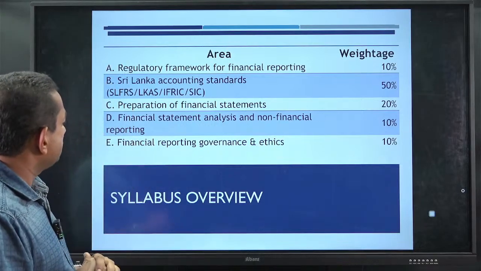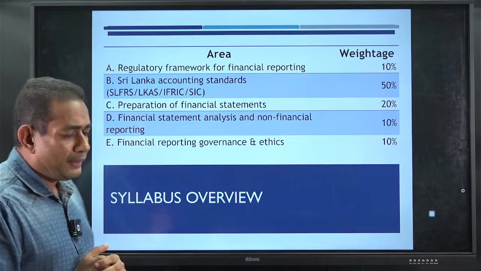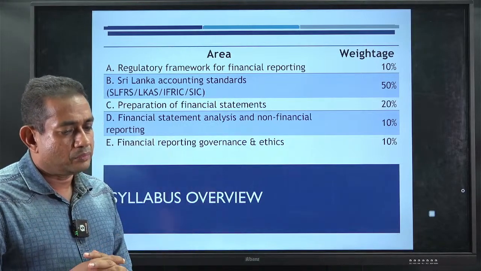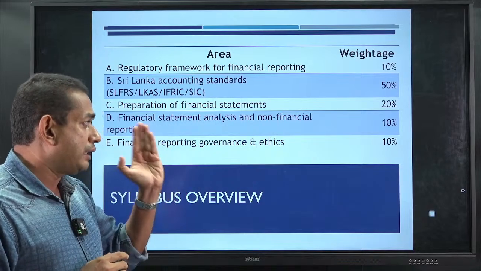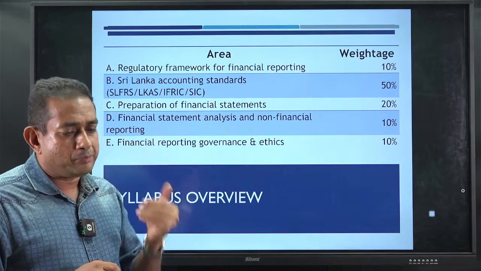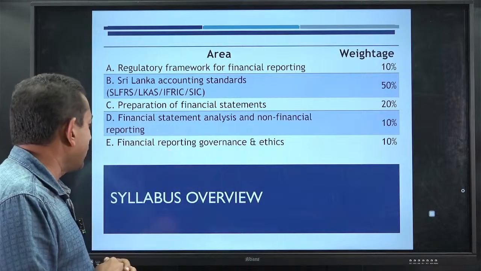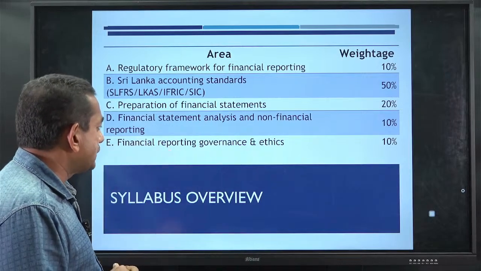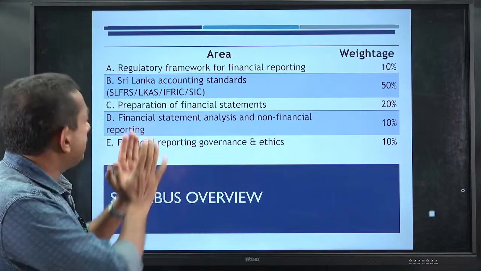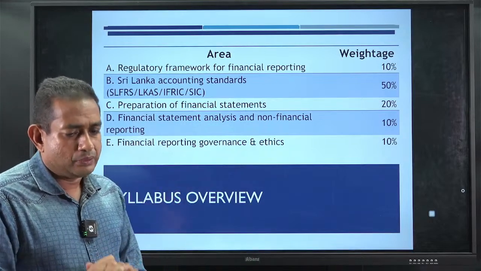Then financial statements analysis and non-financial reporting. Financial statement analysis, basically, is accounting ratios. So how many marks are allocated? The syllabus weightage is 10%, and you also always get a 10-mark question out of financial statement analysis, financial reporting and governance and ethics. Now the governance part is included in the regulatory framework basically. So this part is ethics.